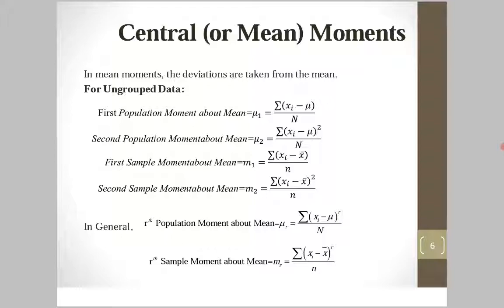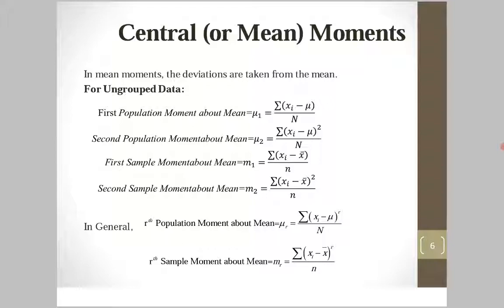So the first population mean moment is mu1 is equal to sigma (xi minus mu) by capital N. So it is the average of the distances of all the data items from the center point, that is the mean value. Next is the second population moment about mean. Mu2 is equal to sigma (xi minus mu) whole square by capital N. So the first moment formula about mean is mu1 is equal to sigma (xi minus mu) by capital N.